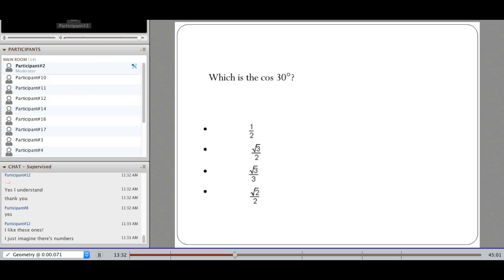Good, Amelia. That's awesome. Not everyone is in that situation. Okay, which is the cosine of 30 degrees? Let's do it like we did last time. I'm going to clear out the answer choices, if it'll let me. I've been having a lot of Illuminate trouble today.